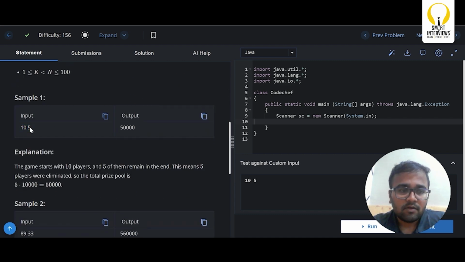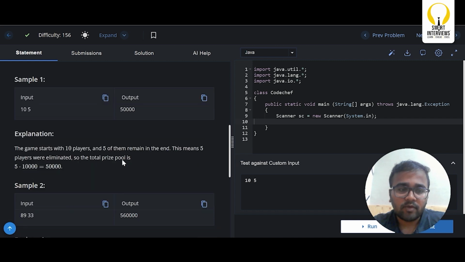So if you observe, initially there are 10 and at the end there are 5. Means how many people are eliminated? Obviously 10 minus 5, which is 5. So 5 into 10,000, which is 50,000. So this is our output. So the question is straightforward.